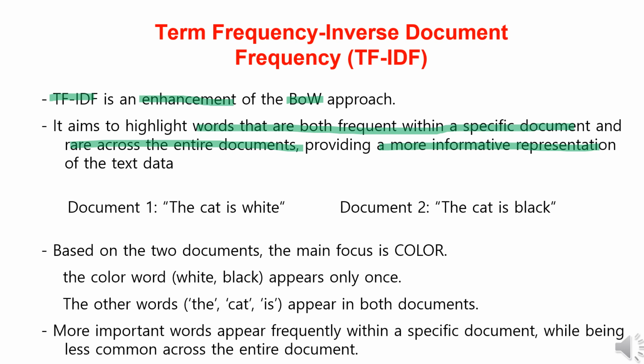To explain this with an example, let's consider two sentences. The cat is white and the cat is black. When we look at these two sentences, we can see that they both revolve around the color of the cat. The words white and black, which represent the color, appear only once each in these sentences. However, other words like the, cat, and is appear in both sentences. This suggests that important words are those that frequently appear in a specific document while being less common across the entire document.